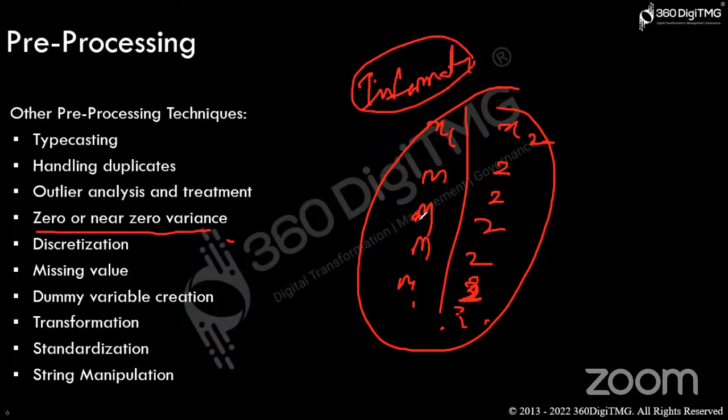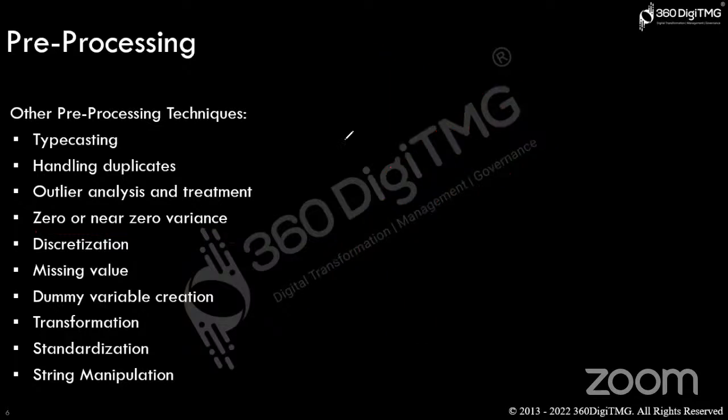You won't be able to get any information from the data. If there is no variance, we simply ignore those columns or features. When there is no information or no variance in the feature, we will simply ignore those features, because we are not able to collect any information from that particular feature.